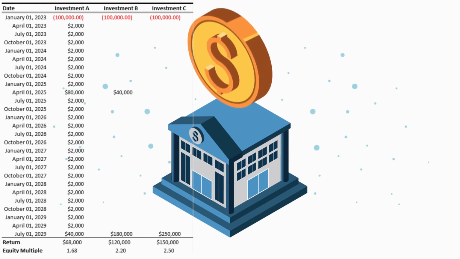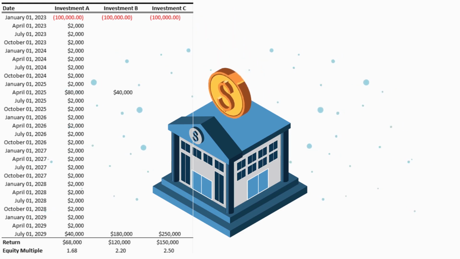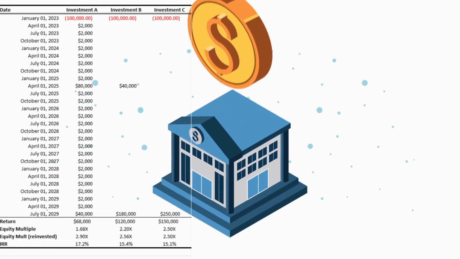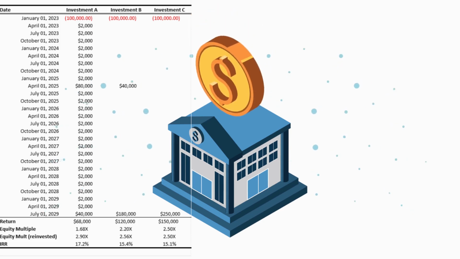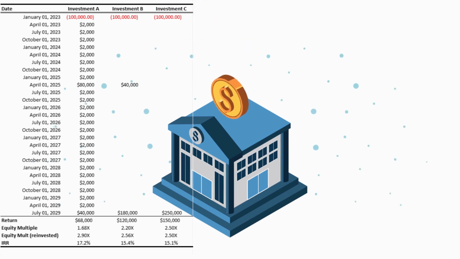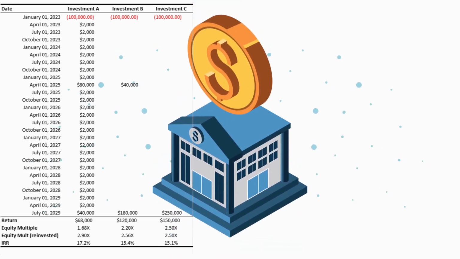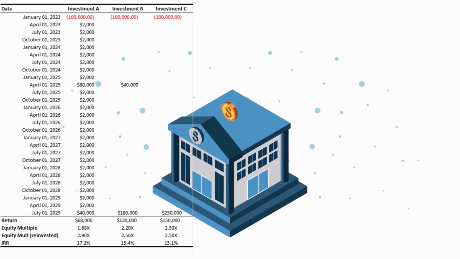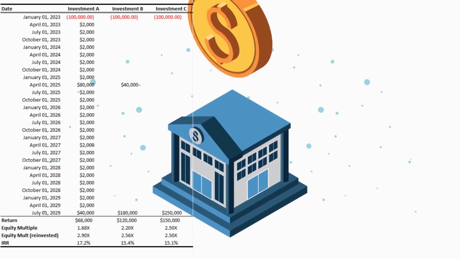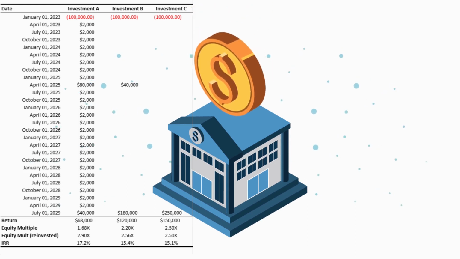Let's compare the internal rate of return to find out how these investments stack up. Were you surprised to see that investment A had the highest IRR? Although investment C returned the most money to the investor, there was no time to reinvest. So the 2.5x equity multiple is all that the investor will receive. On the other hand, investments A and B provided a combination of distributions and time to reinvest.